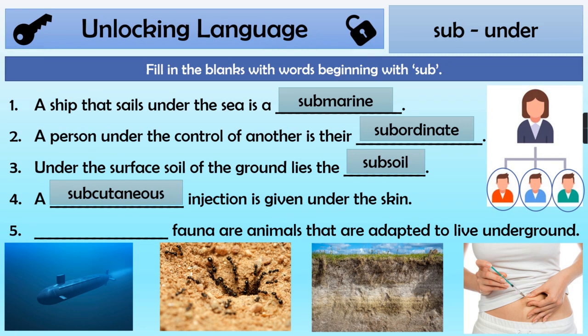Number 5 then, subterranean fauna are animals that are adapted to live underground. So subterranean literally means under the ground because the word terra is the Latin word for the ground.